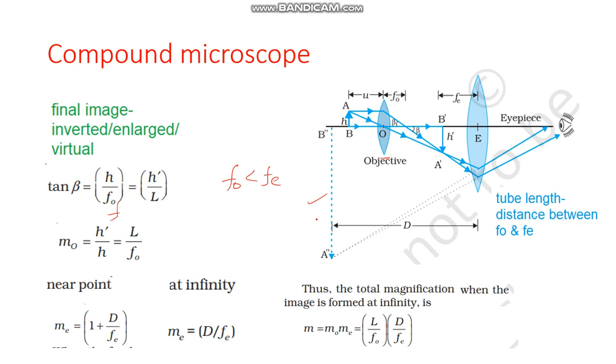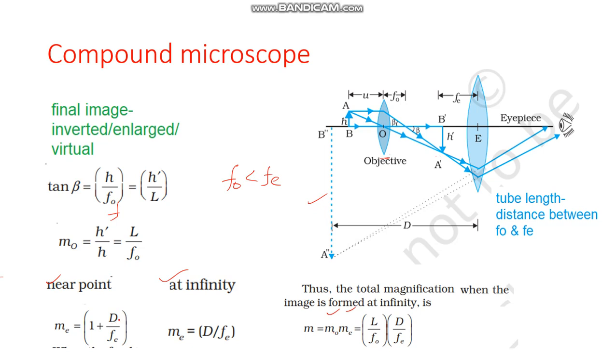Okay, so this is the situation. When we talk about a compound microscope, we take angular magnification. In our previous video I discussed that when you use two lenses, you find the combined magnification by multiplying the individual magnifications. So you have to find the magnification of the objective and of the eyepiece, and multiply them. You have to see whether you are at the near point or at infinity.